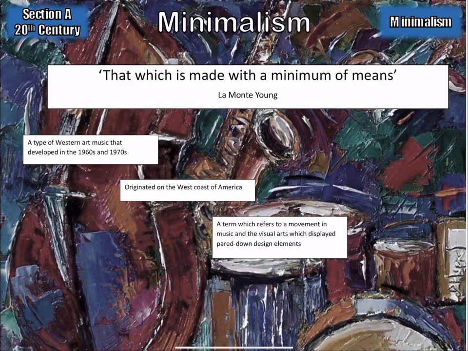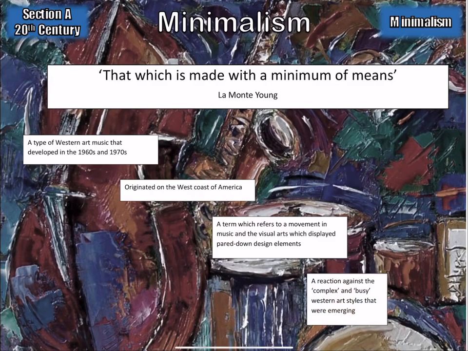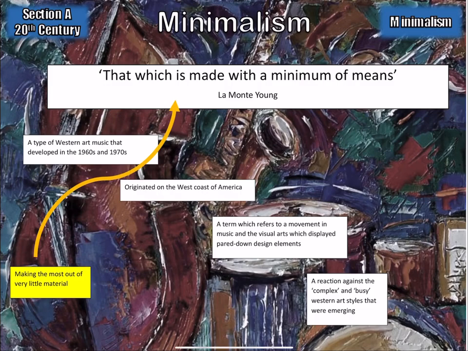Now, as a term, it doesn't just relate to music, it relates to visual art, it relates to literature, to architecture, across all culture, actually. And a lot of people argue that it's a reaction against all of the kind of crazy stuff that was happening when we talk about expressionism and serialism, atonal music. Some would argue that minimalism was a reaction against that. And again, this idea of making the most out of very little material, which relates to that initial quote there.